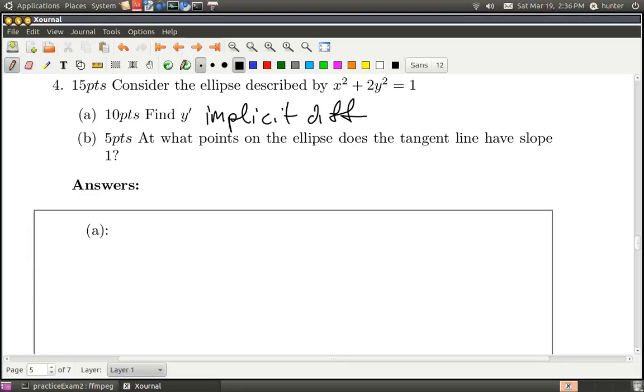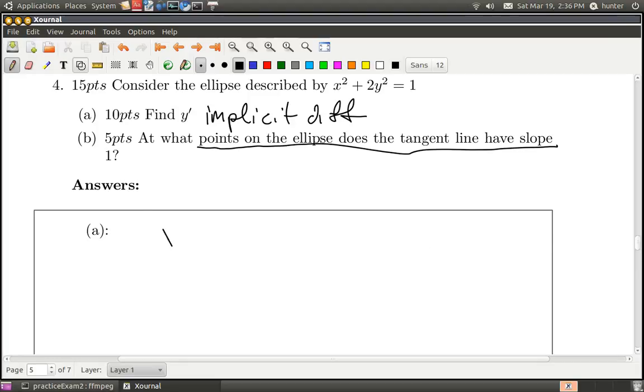And then after we do that, we are going to find the points on the ellipse where the tangent line has slope 1. And that may turn out to be too hard to put on the actual exam. But let's do it now. It's good practice. So let's just start with A, okay?